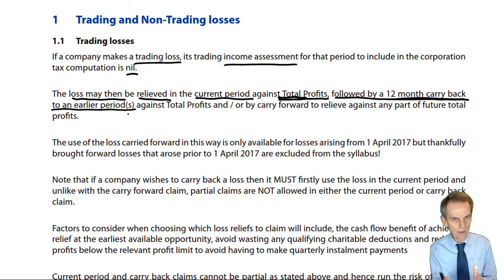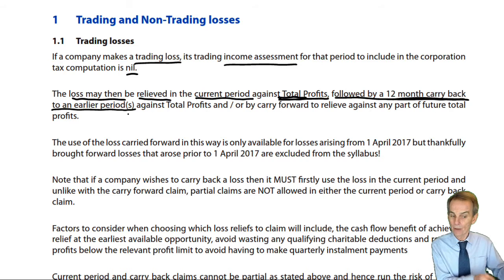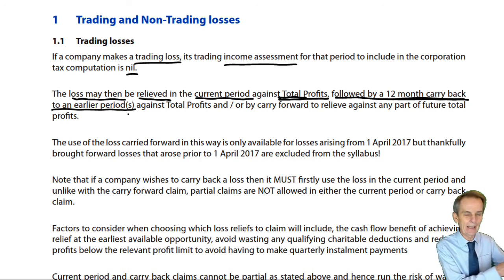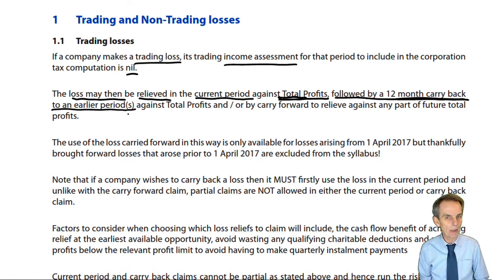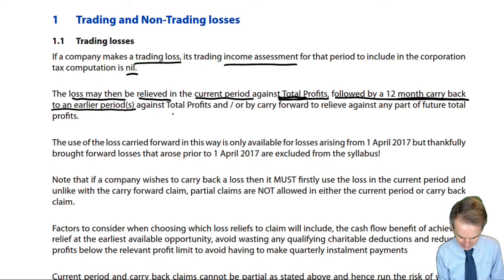Normally that 12-month equates to the preceding accounting period, but don't learn it that way. It's a 12-month carryback. So if that preceding period should be less than 12 months, you take out all of that period to the extent that there are losses available to set off against its total profits, and then go back the balance of the 12 months. So if it was a 9-month period, then go back a further 3 months from the period prior to that. It's a 12-month carryback, again, as in the current period, against total profits.